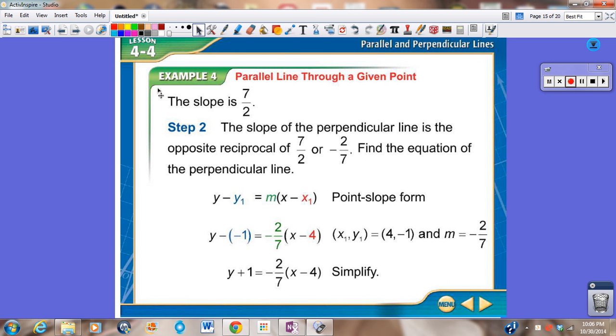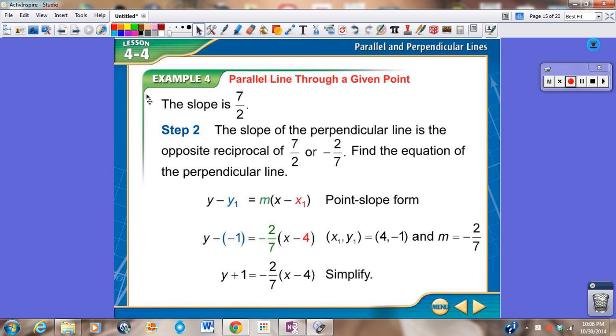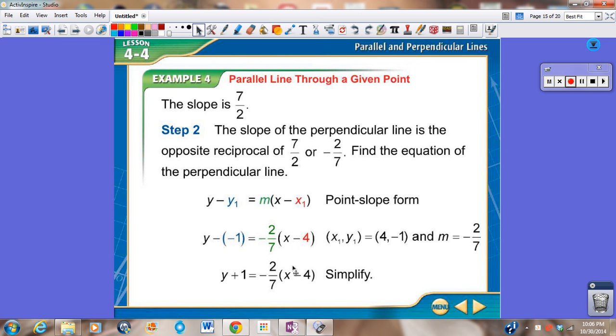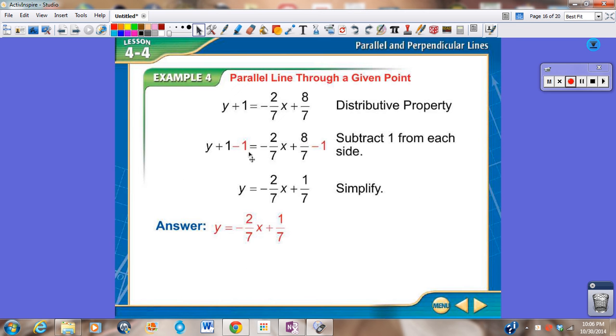Okay. So now what they did is they used the distributive property. So if you do that, and you do -2/7 times x with -2/7 times 4, that's where they got those numbers. Because they did -2 times -4, which is +8. So that's how they got that, and then 7 times 1.